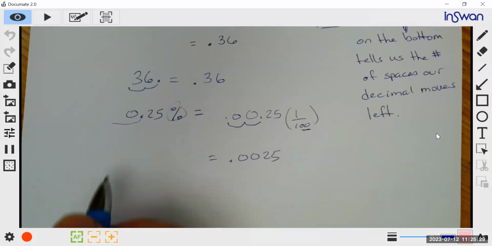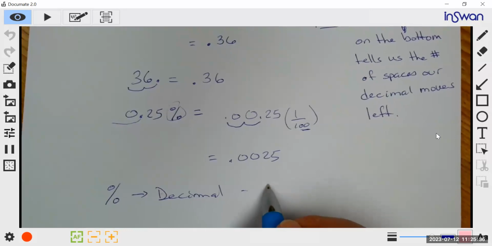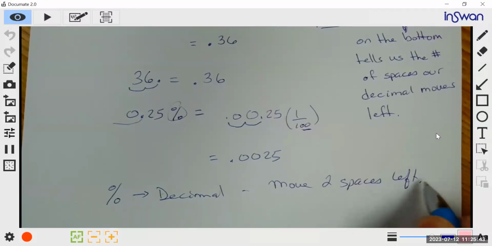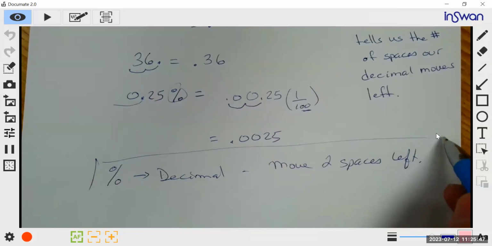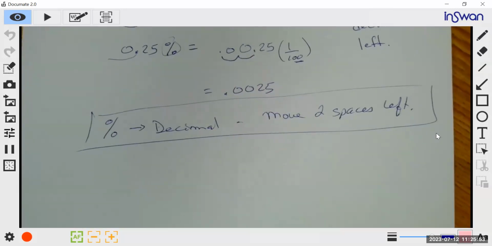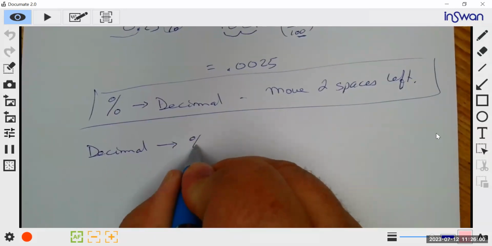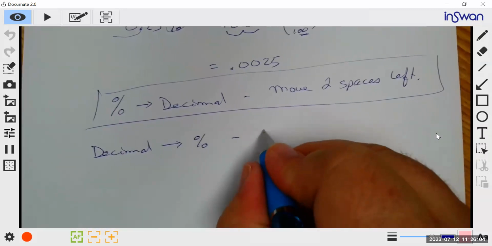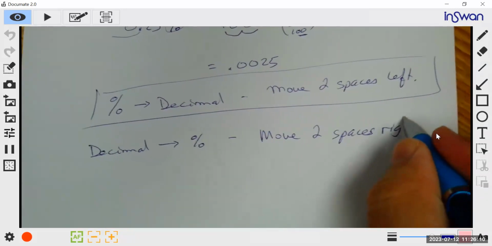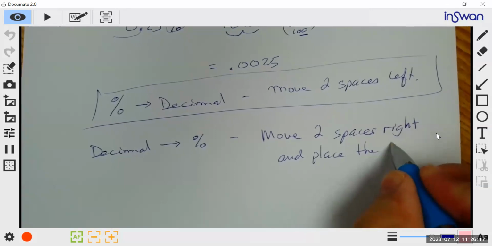So from percent to decimal, move two spaces left. That's the first rule. It's just the opposite. Now, if I'm going from decimal to percent, what do you think I do there? Move two spaces right and place the percent symbol.